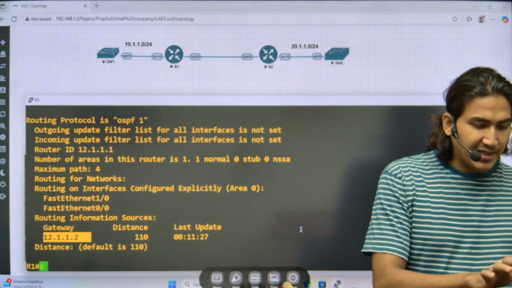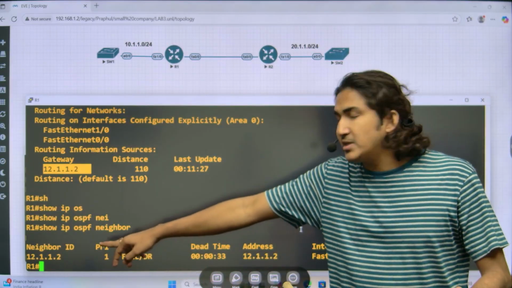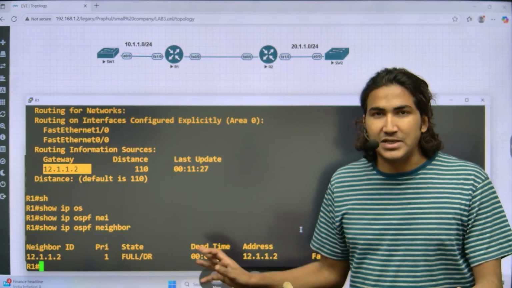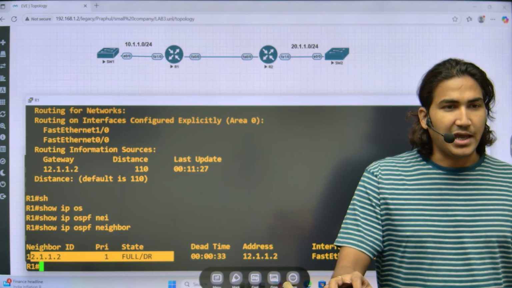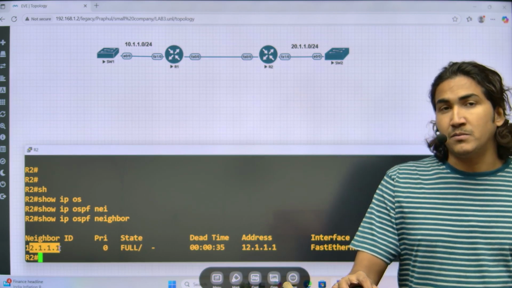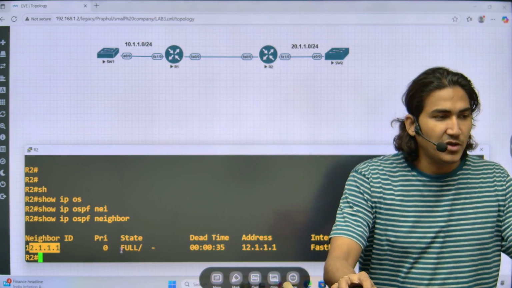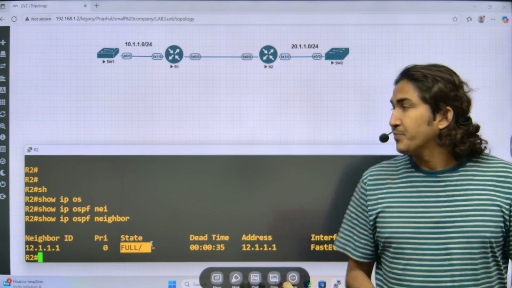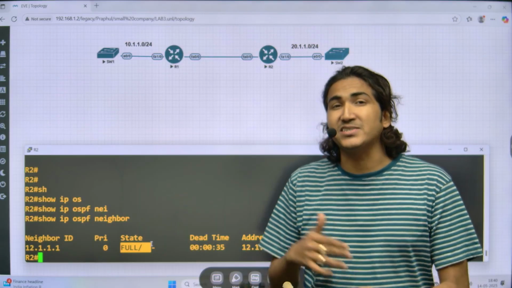We can verify the neighborship on router number 2 as well. Show IP OSPF neighbor, here also you can see neighbor is 12.2 and it is in full state. On router number 1 neighbor is 12.2, in full state, and on router number 2 neighbor is 12.1, meaning router 1's IP address, and their state is full. So we have full neighborship, and full neighborship means the database is already exchanged.